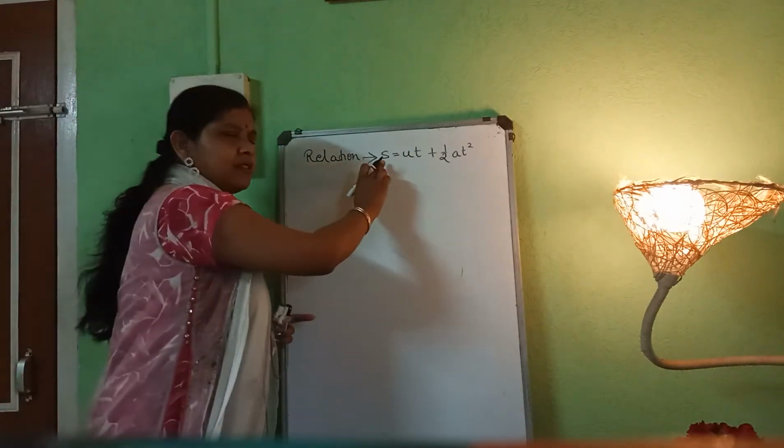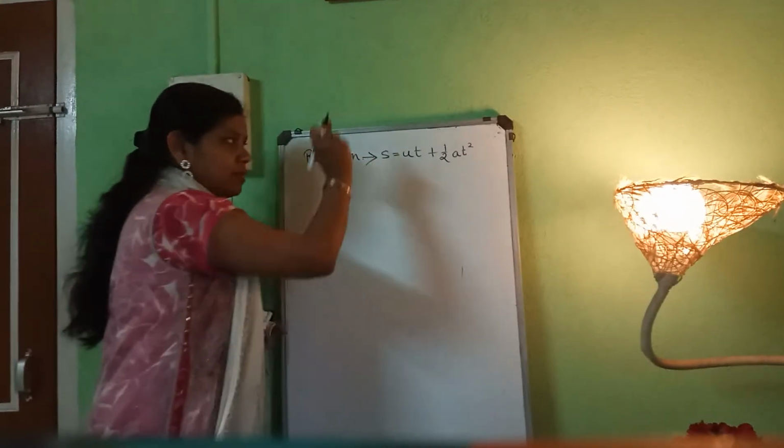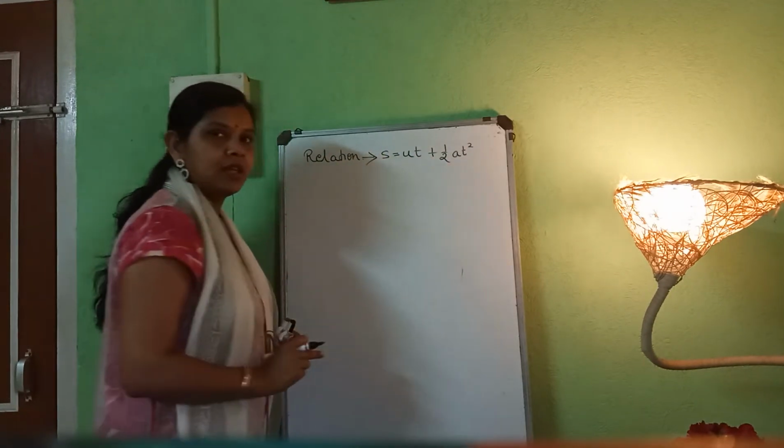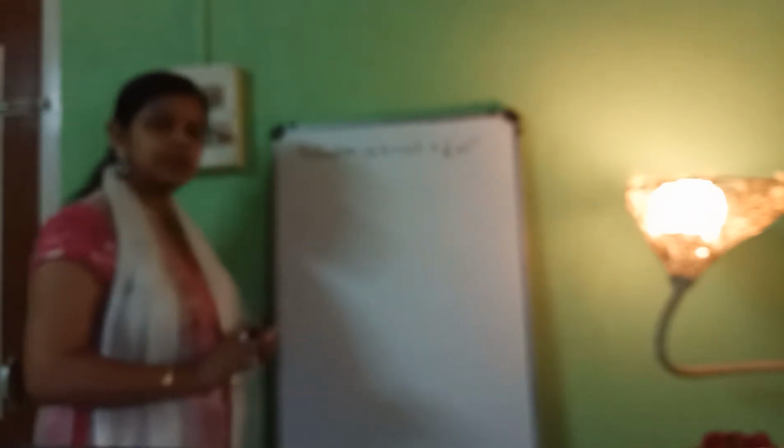What is S here? S is the distance, U is the initial velocity, T is the time, A is acceleration, and T is again time. In our syllabus, we have to derive this relation using the graphical method. So how to use a graph to derive this? Let us consider a graph for velocity and time.